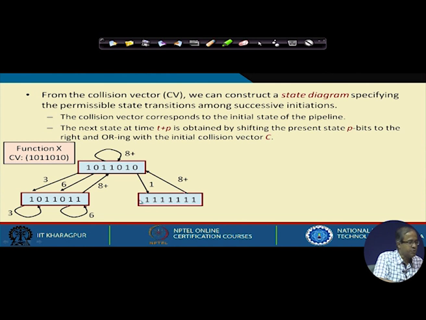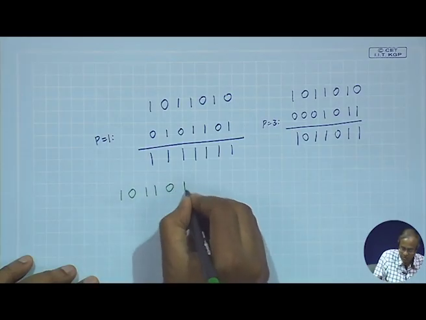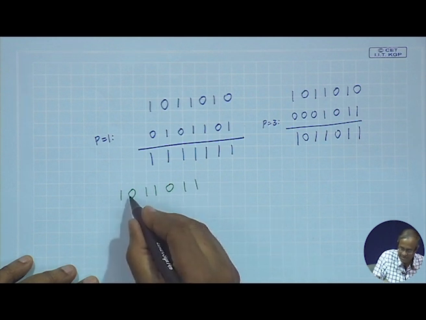Similarly, from here there are no zeros, so you can only have 8 or more. Shift it by 8 positions, all will be zeros, and OR with this you get back this. So, this will be an arrow back. And from here you see 1 0 1 1 0 1 1, 1 0 1 1 0 1 1. So, here you have 3 and 6.